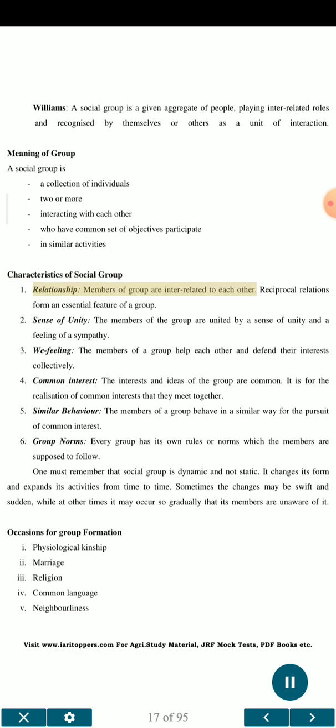Characteristics of social group. 1. Relationship. Members of group are interrelated to each other. Reciprocal relations form an essential feature of a group. 2. Sense of unity. The members of the group are united by a sense of unity and a feeling of sympathy. 3. We feeling. The members of a group help each other and defend their interests collectively.